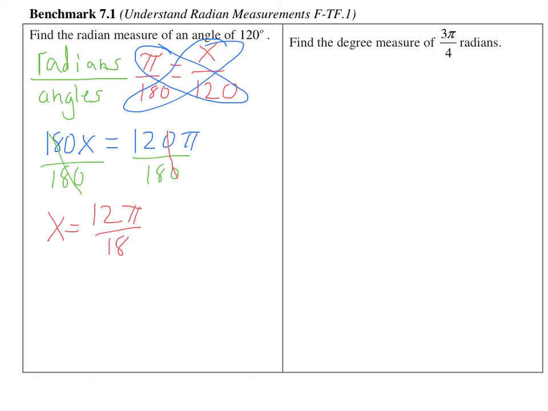Can you reduce 12 over 18? Oh yeah. 12 over 18 reduces to, is it 2 over 3? 2 pi over 3? And if you look at your unit circle, does 120 degrees equal 2 pi over 3? Yes. Bam, we're done.